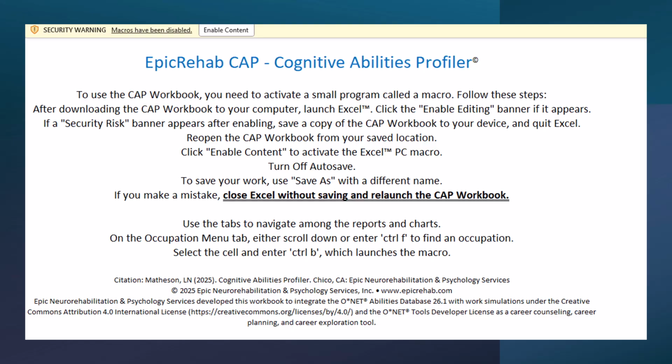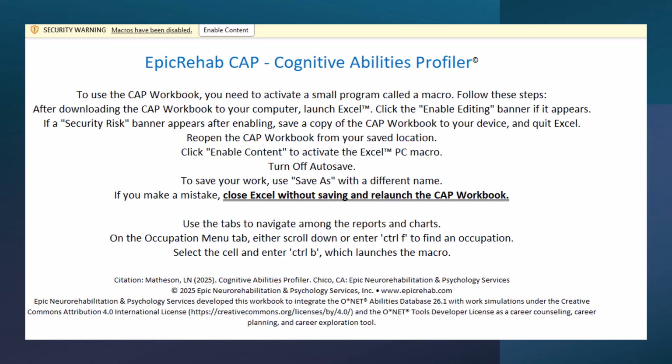This resource is robust, allowing us to compare job requirements against 873 ONET occupational categories, which collectively map to approximately 10,000 job titles. This workbook translates complex occupational data into clear, quantifiable cognitive targets, allowing you to develop highly individualized and evidence-based rehabilitation and job matching programs for your clients.